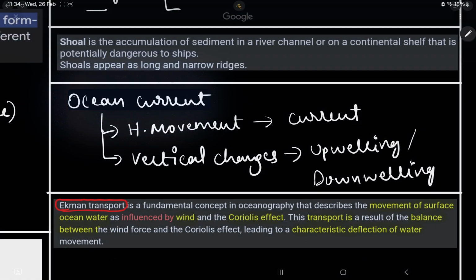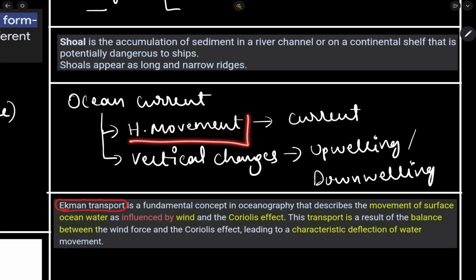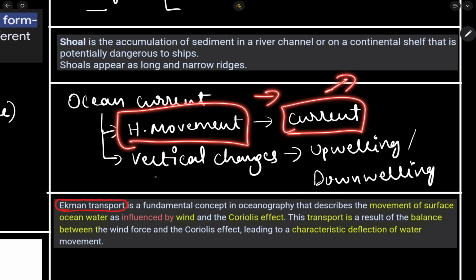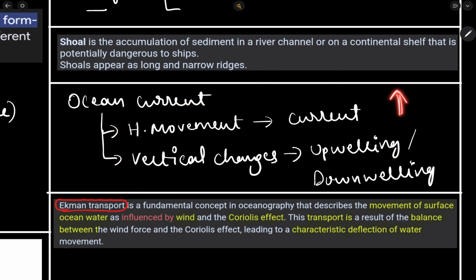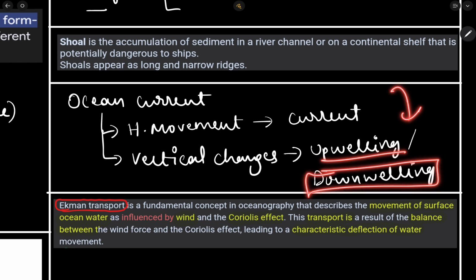So next we come to the thing. The horizontal movement of the ocean current is known as the current, and the vertical changes in the ocean or the water body is known as the upwelling. When the water goes towards the top layer, then it's called upwelling. When the top water comes down, it's called downwelling.